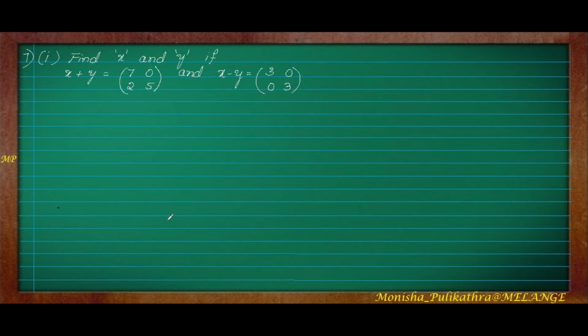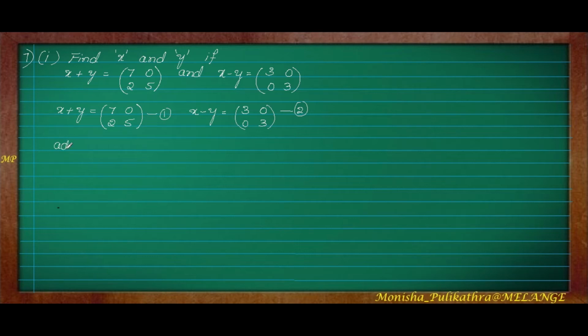Moving on to the 7th question, there are two sub questions in the 7th one. The first one is x plus y is equal to the matrix 7, 0, 2, 5 and x minus y is equal to the matrix 3, 0, 0, 3. We have to find out the value of x and y. So let us take the first one, x plus y is equal to 7, 0, 2, 5, as equation 1, and the second one, x minus y is equal to 3, 0, 0, 3, as equation 2.